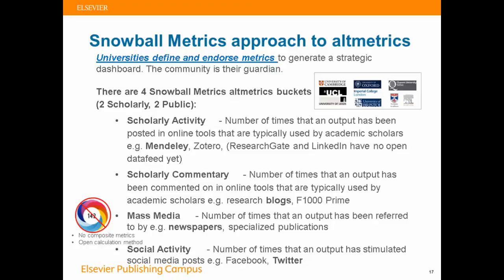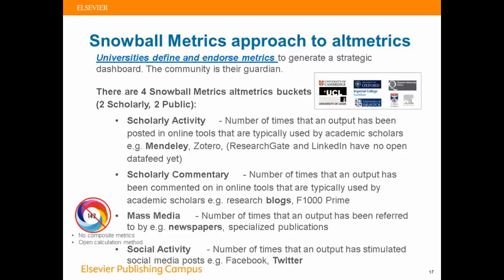If we go in detail for the scholarly buckets, we have a group of scholarly activity, which gives you an indication of the number of times that your article was posted in online tools that are typically used by academic scholars. And the examples there are Mendeley and Zotero. And I think a lot of altmetrics data providers would also like to show ResearchGate and LinkedIn, but these organizations do not have an API. They do not have an open data feed yet that can be used to show their impact on an aggregated level.